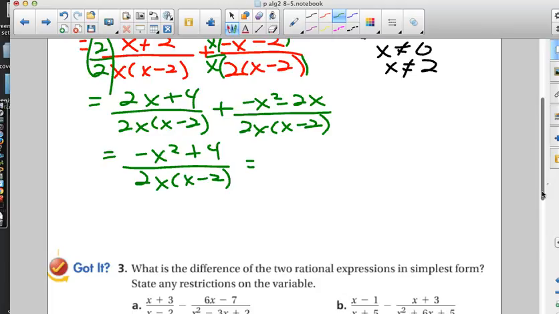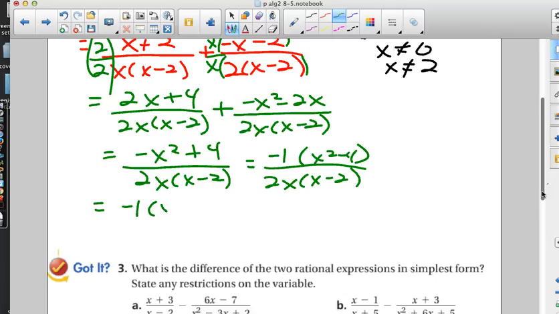He said let's get that -1 out of there. Yes. And x squared minus 4 does factor into what? x plus... difference of two squares, so x plus 2 and x minus 2.